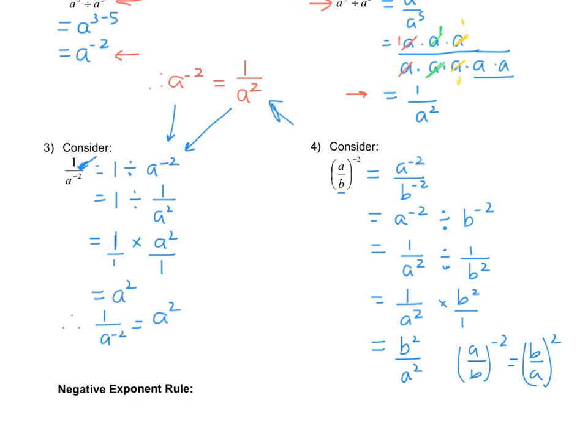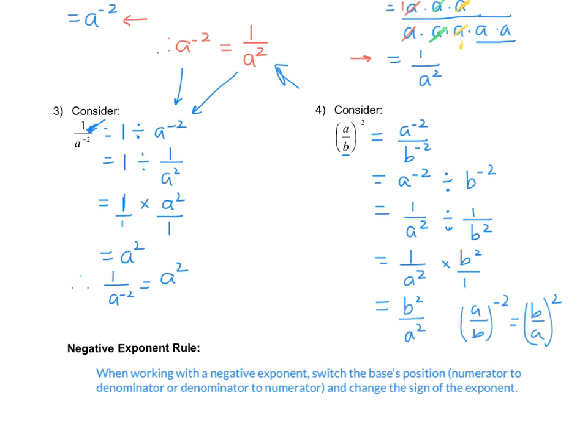So that's our negative exponent rule, which we'll summarize. So when working with a negative exponent, just switch the base's position. If it's a negative exponent and the base is on the bottom of a fraction, switch it from the bottom up to the top. If the exponent is negative on that base and it's on the top of a fraction, move it down to the bottom of the fraction.